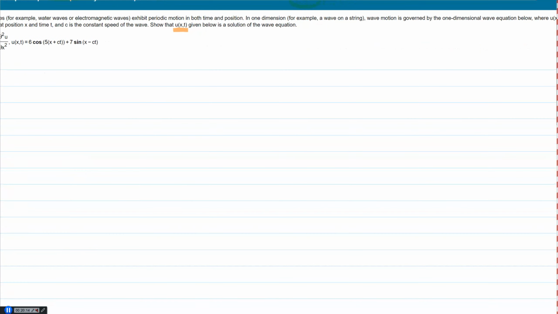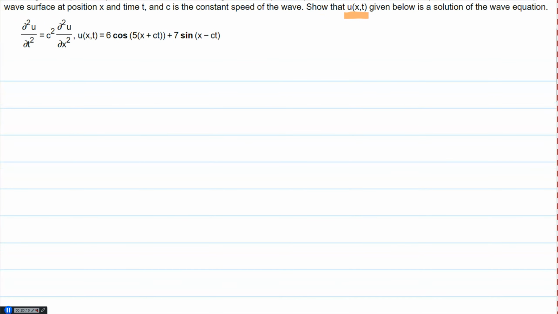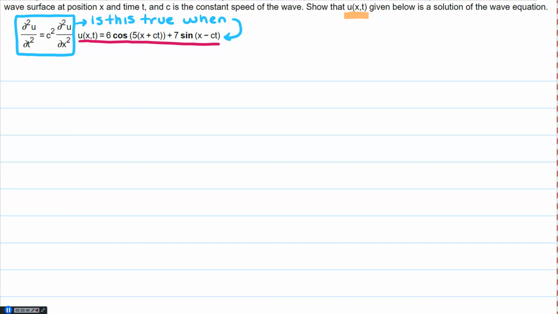So there's two things happening in this equation. This is what we're trying to see: is this true when we've got this equation, u of x,t equals 6 cosine of 5 times (x plus ct) plus 7 sine of (x minus ct). So what is this blue asking?